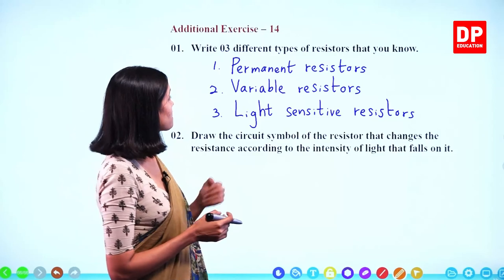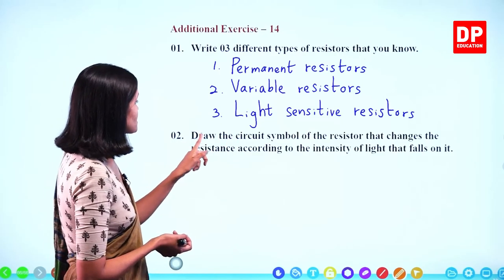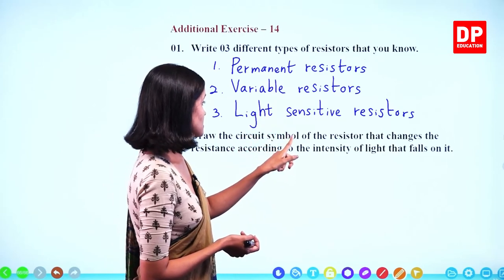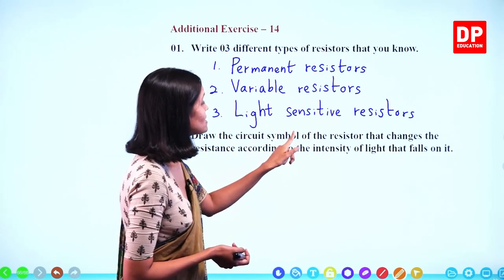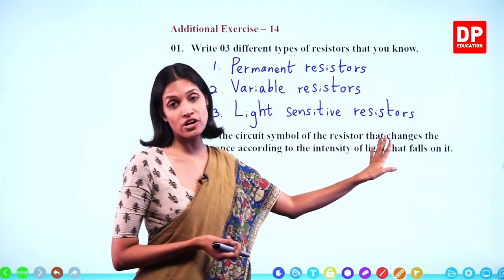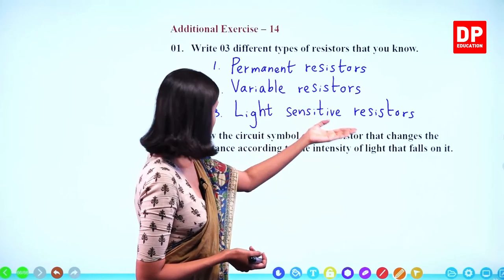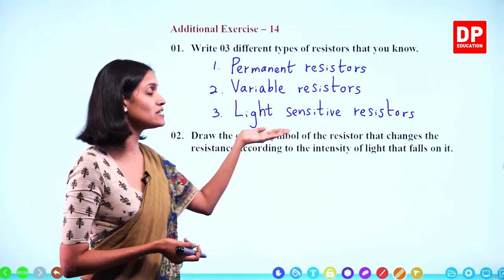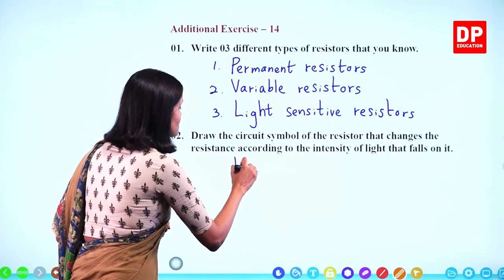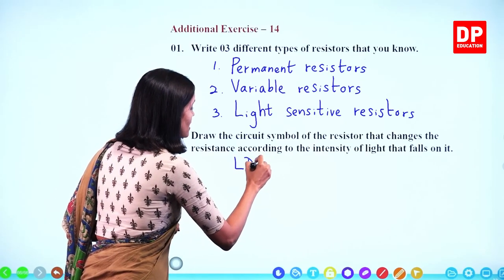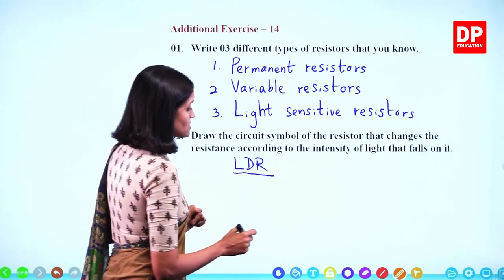Okay, children? Right. Next one. Draw the circuit symbol of the resistor that changes the resistance according to the intensity of light that falls on it. What is this, children? The resistor that changes the resistance according to the intensity of light means LDR. This is about LDR or light dependent resistor. We can draw the circuit symbol.